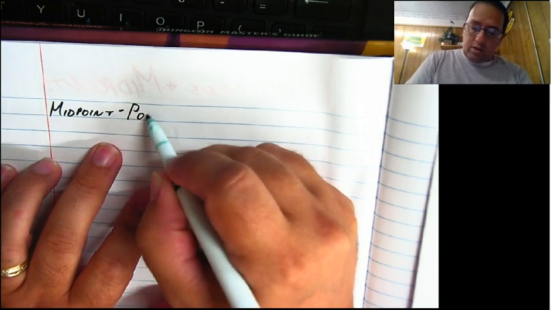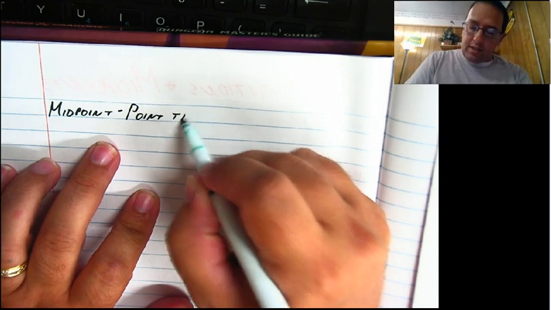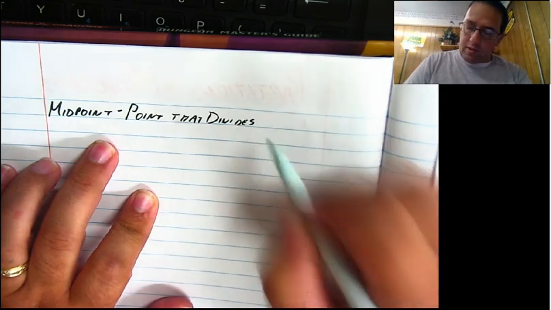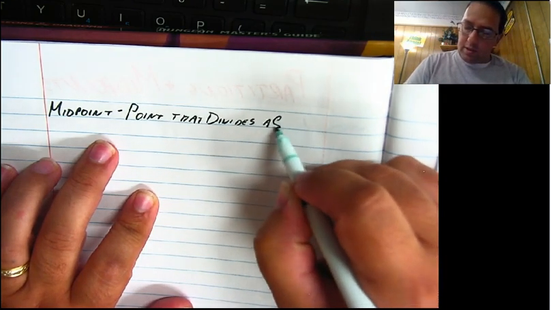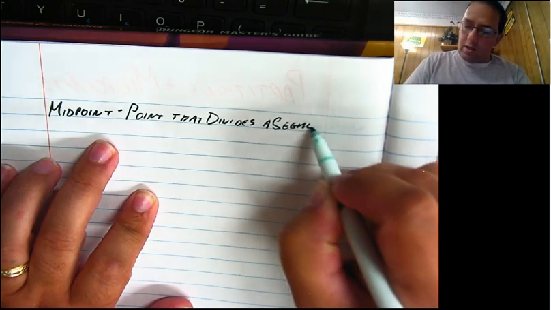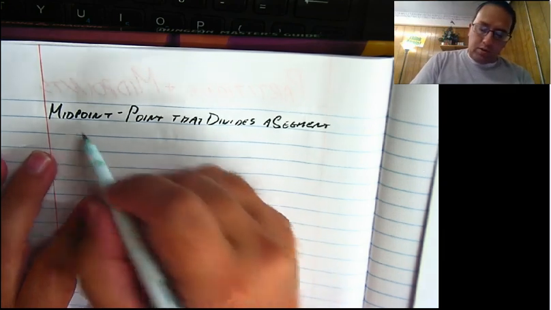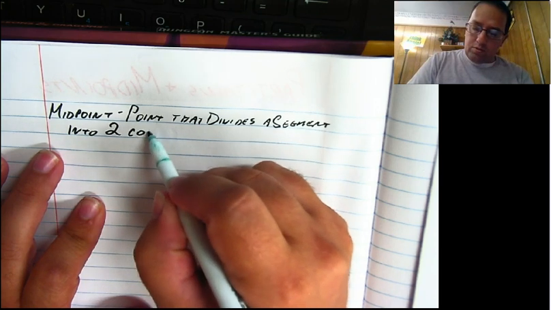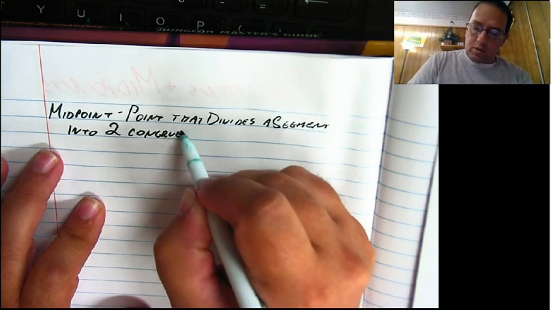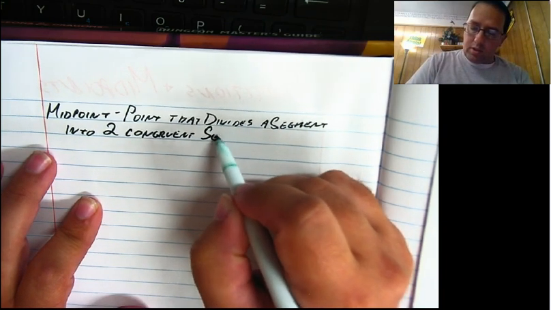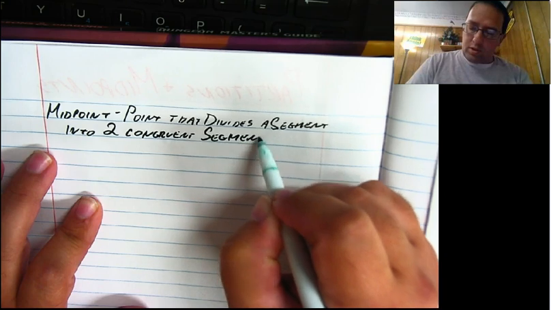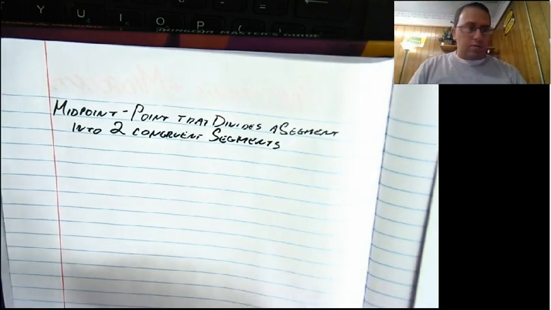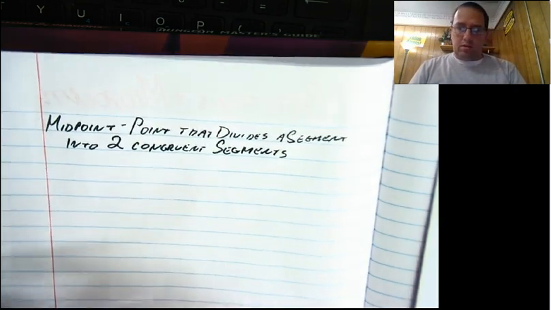All right? So this is a point that divides a segment into two congruent segments. Two congruent segments. That's lovely. We're going to draw a picture of it. Things make more sense when they are illustrated, right? So let's do that.